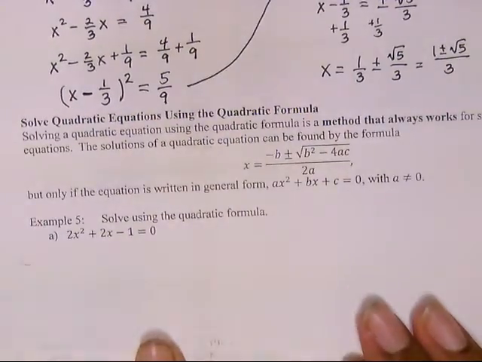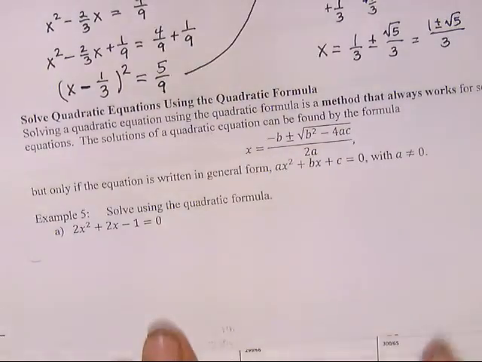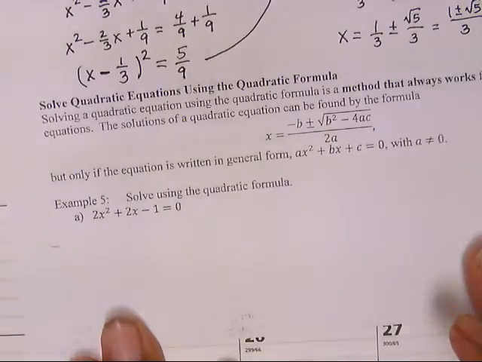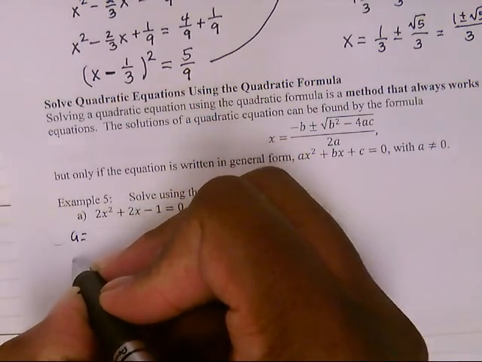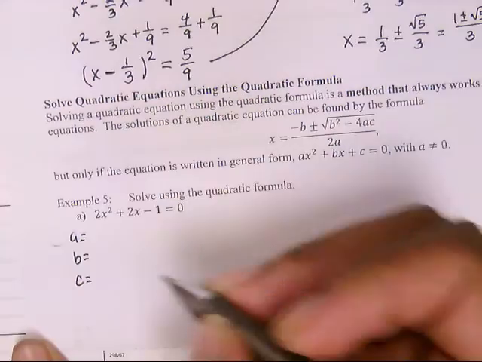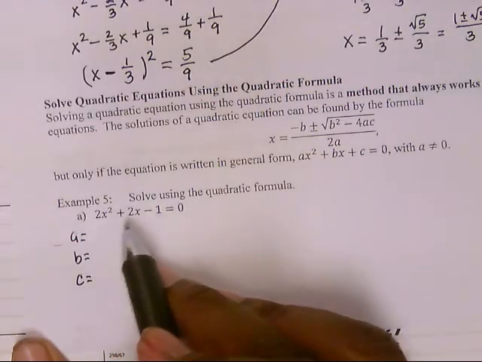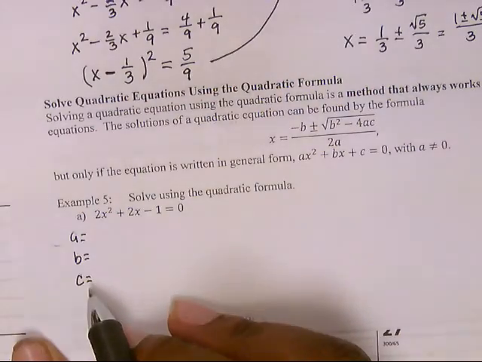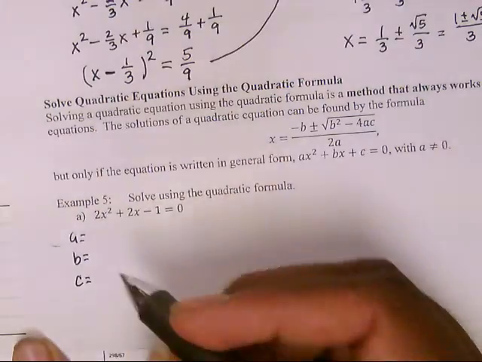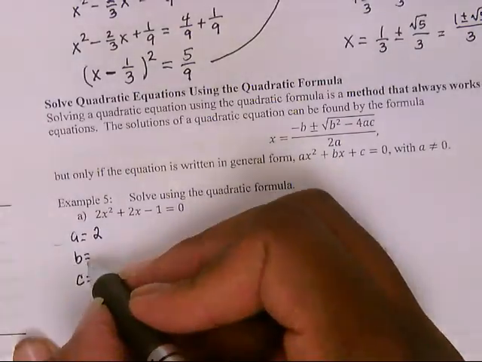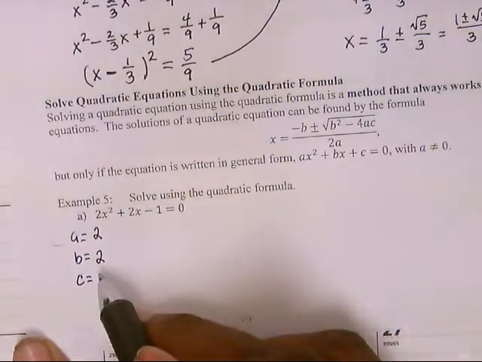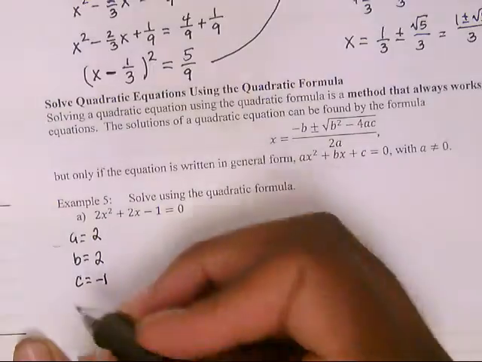So in this example, we're going to solve using the quadratic formula. We got 2x squared plus 2x minus 1 equal to 0. Now in this case here, we need to identify three things. We need to identify a, and b, and c. When it's in general form, we can identify those three constants. Your a is the coefficient of your x squared term. That's going to be 2. The b is the coefficient of x. That's also 2. The c is your constant, -1.